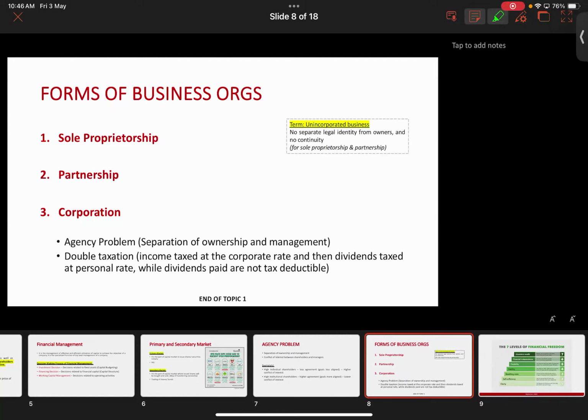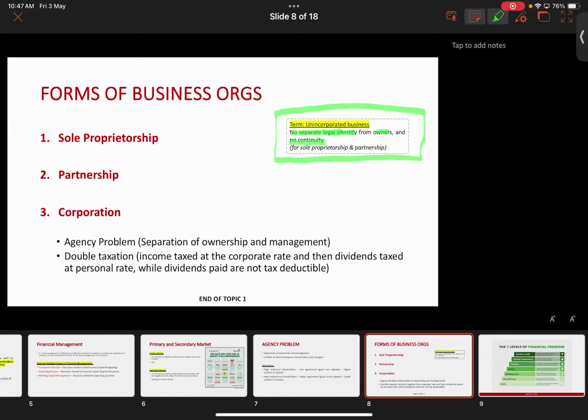Whatever happens to the business will happen to you as well. These are unincorporated businesses, which I put over here. Unincorporated business means there is no separate legal identity between the owners and the business. That means whatever happens to the business will happen to the owners as well. And there's no continuity. That means in the event that one of the owners passes away, the business will have to stop. So that's the drawback of sole trader and partnership.